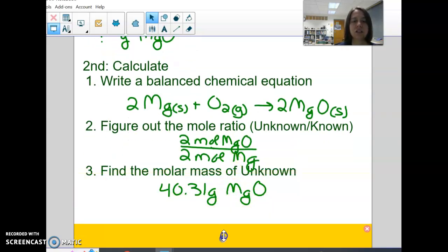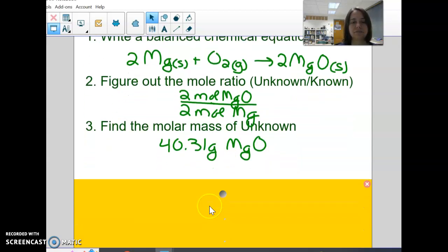Now you're also going to need to know your molar mass of your unknown, and this is where you're going to need your periodic table. So magnesium is something like 24, and then oxygen is 16. We add those together, you get 40.31 grams.